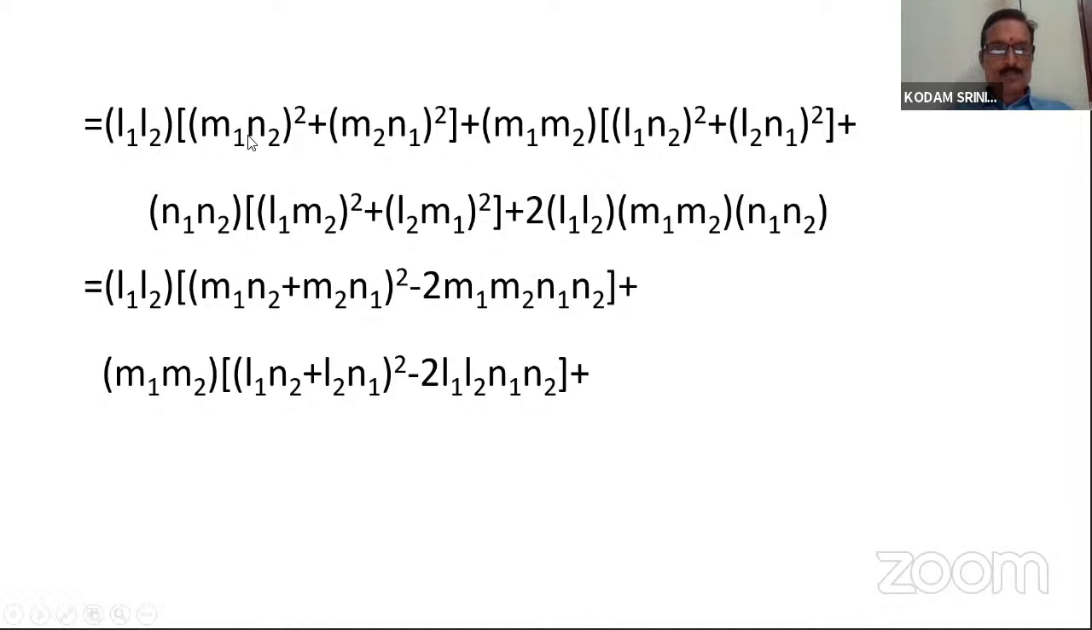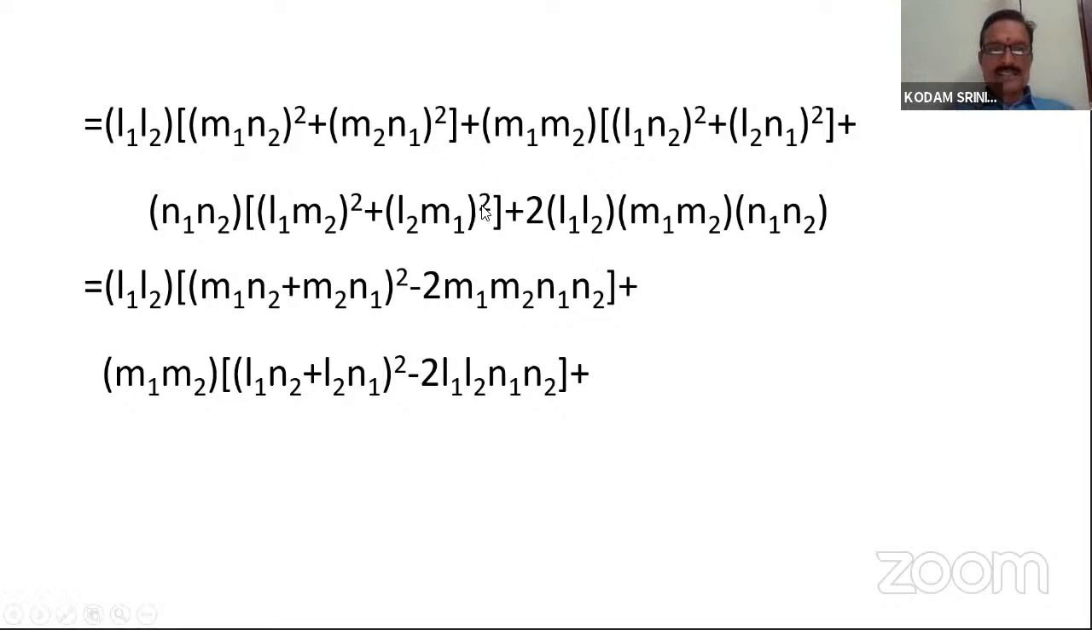Similarly, assume this term as a and this term as b. It is of the form a square plus b square. So these two terms can be written as a plus b whole square minus 2ab, that is 2 into M1 N2 into M2 N1. While writing that, we have to write in a specific order: write M terms at one place and N terms at one place, taking 1 and 2 in serial order.